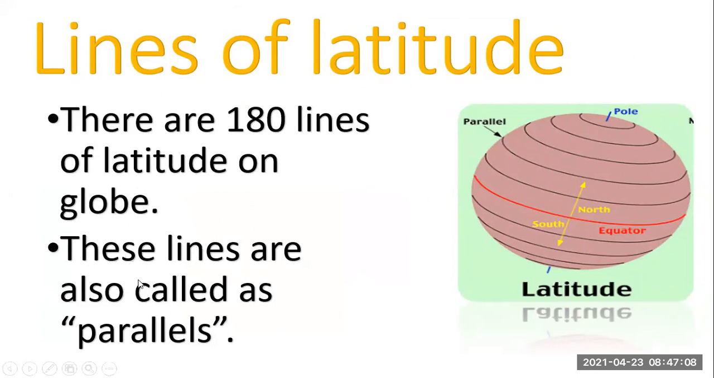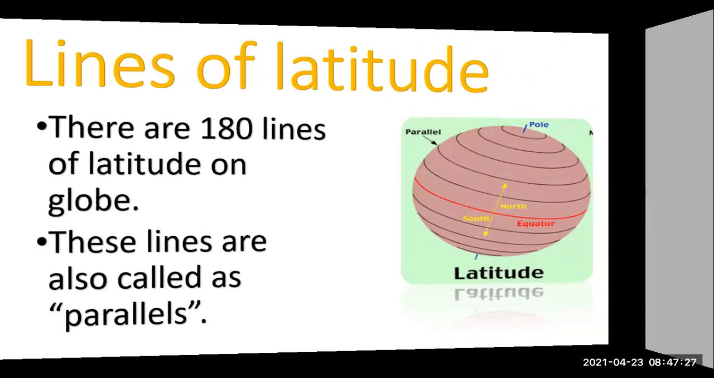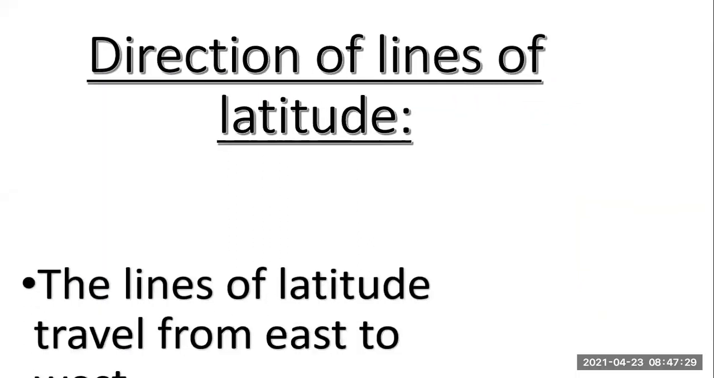These lines are called parallels. What was the alternative name that we had given to the lines of longitude? That was meridians. But if we talk about latitude, the lines of latitude are also called parallels. They are called parallels. They are 180 in number.